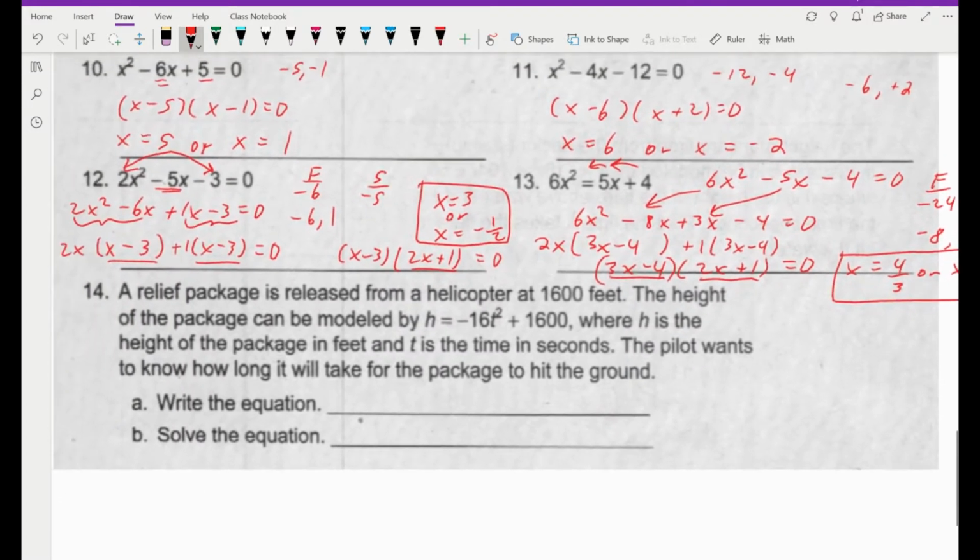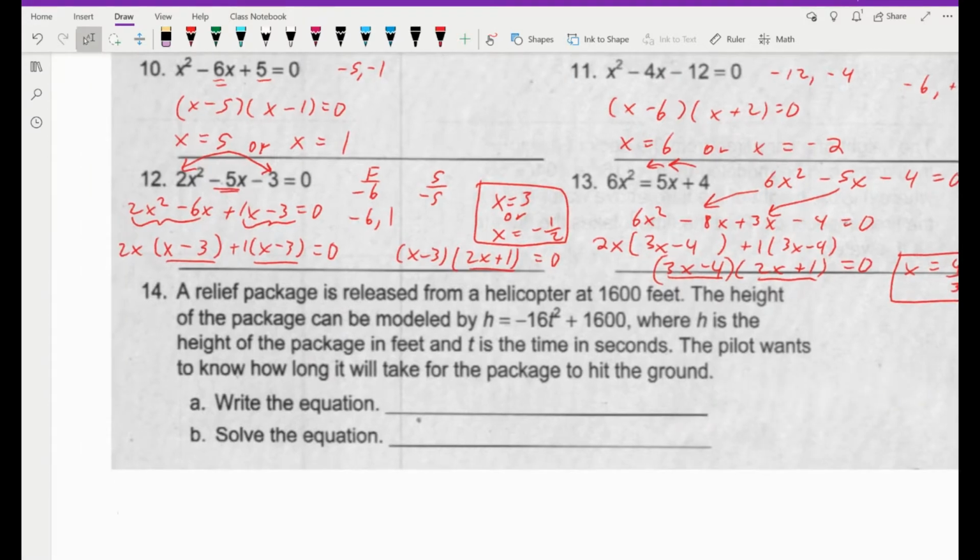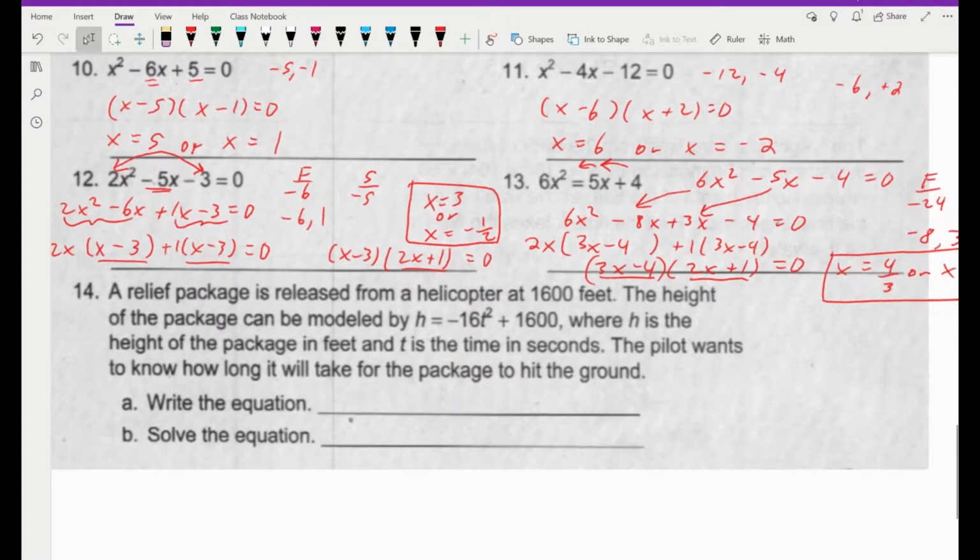Now here's our only word problem, number 14. A relief package is released from a helicopter at 1,600 feet. The height of the package can be modeled by this: minus 16t squared plus 1,600, where h is the height and t is the time.